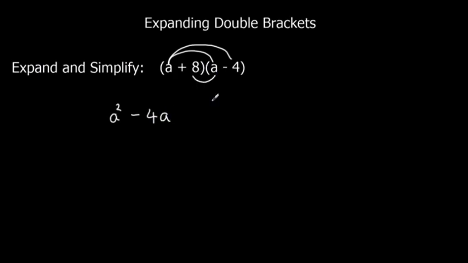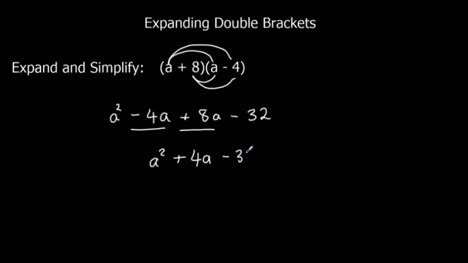I've got 8 times a, that's 8a. And I've got a positive times a negative, that's going to give me a negative answer. And 8 times 4, that's 32. Then I can simplify. I can add up the two a terms. I've got minus 4 plus 8, that's plus 4. And that's the final answer.